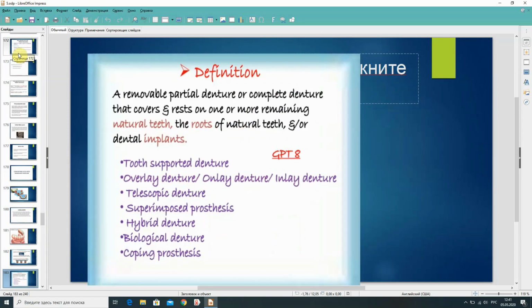Definition. A removable partial denture or complete denture that covers and rests on one or more remaining natural teeth, the roots of natural teeth, and/or dental implants. Synonyms: supported denture, overlay denture, onlay denture, inlay denture, telescopic denture, superimposed prosthetics, hybrid denture, biological denture, coping prosthetics.